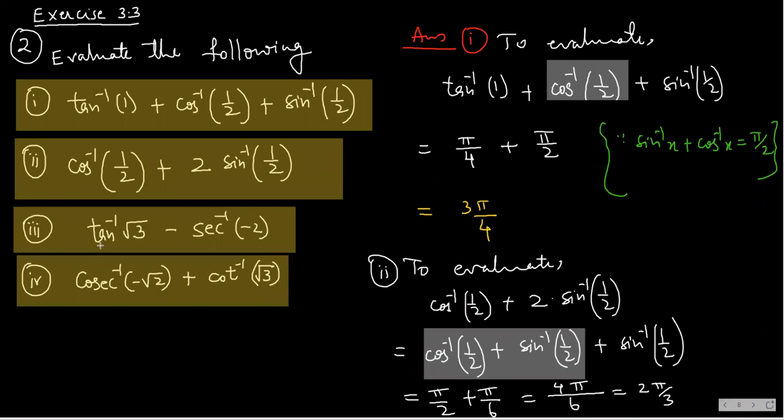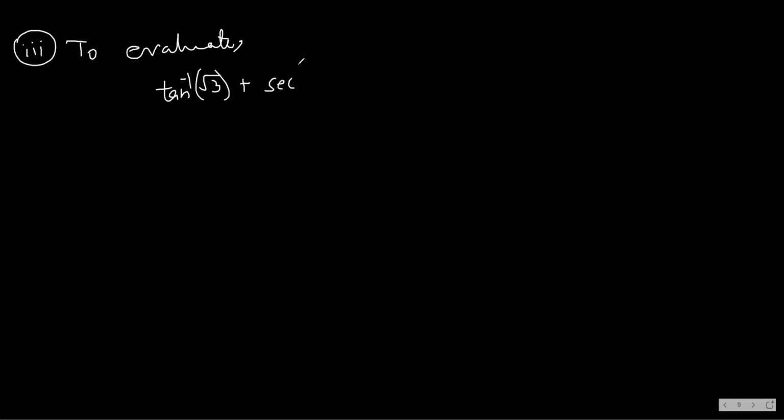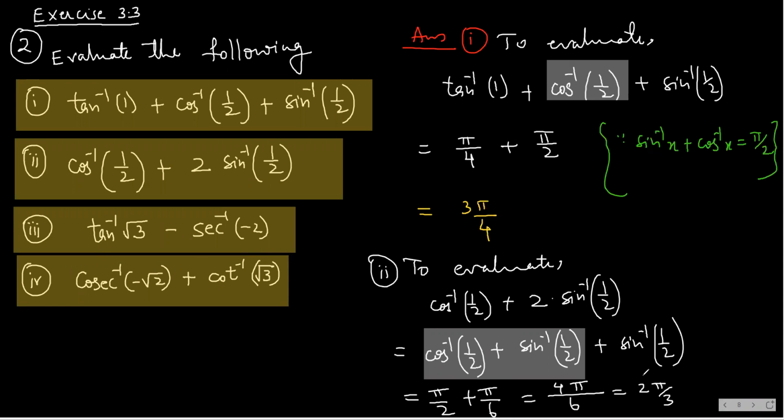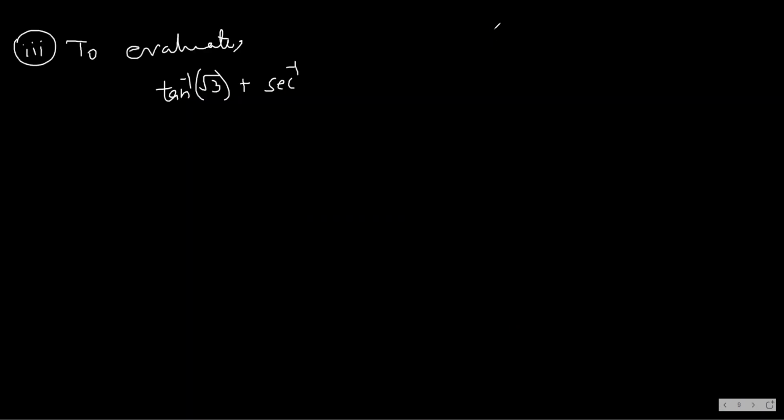Now I solve the third one, that is tan inverse of root 3 plus sec inverse of minus root 2. So the third one is to evaluate tan inverse of root 3 plus sec inverse of, it is minus not plus, so here it's minus.